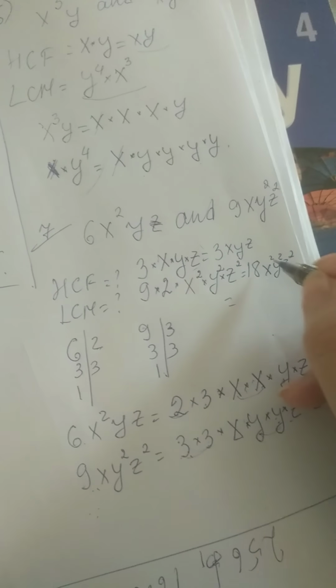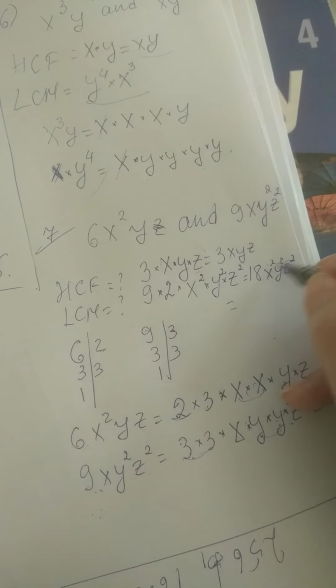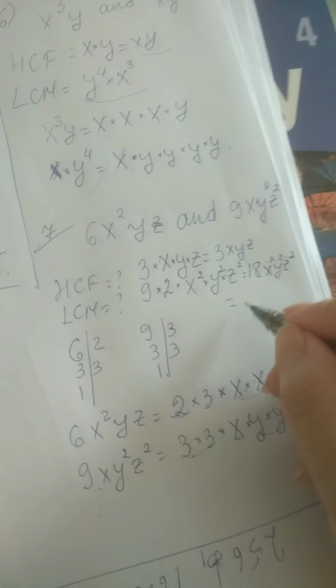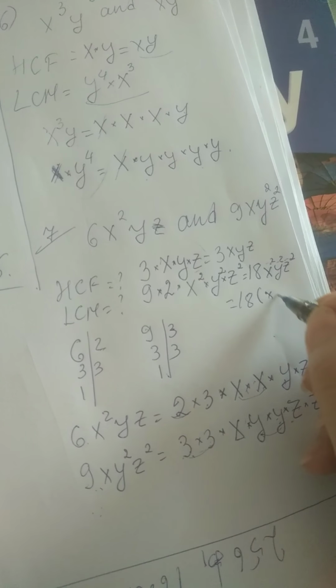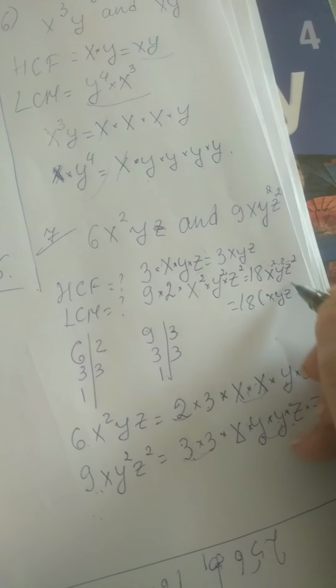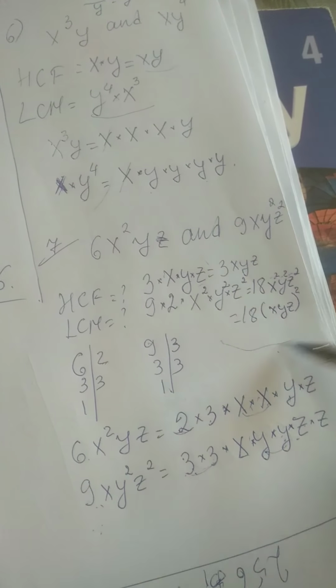Or guys, if you see all the indices, all the powers are the same, you can write like that: 18 multiplied by, in the parentheses, x y z power 2. Okay, that's it.